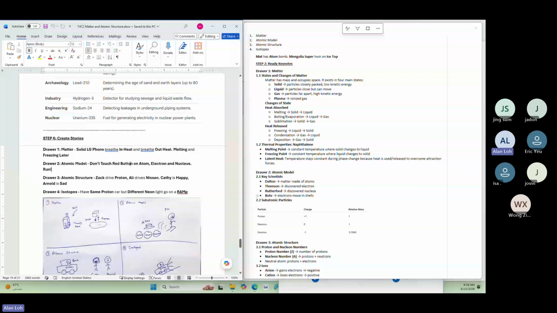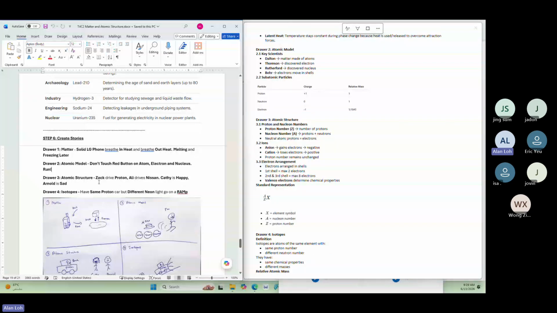Drawer number 3, atomic structure. Z drives Proton. Ali drives Nissan. Kathy is happy. Arnold is sad. Okay, so what does it mean? Z drives Proton. So you have a friend called Z. Okay, Z is the Z. And he drives a Proton car. You know, Proton is a car made in Malaysia.